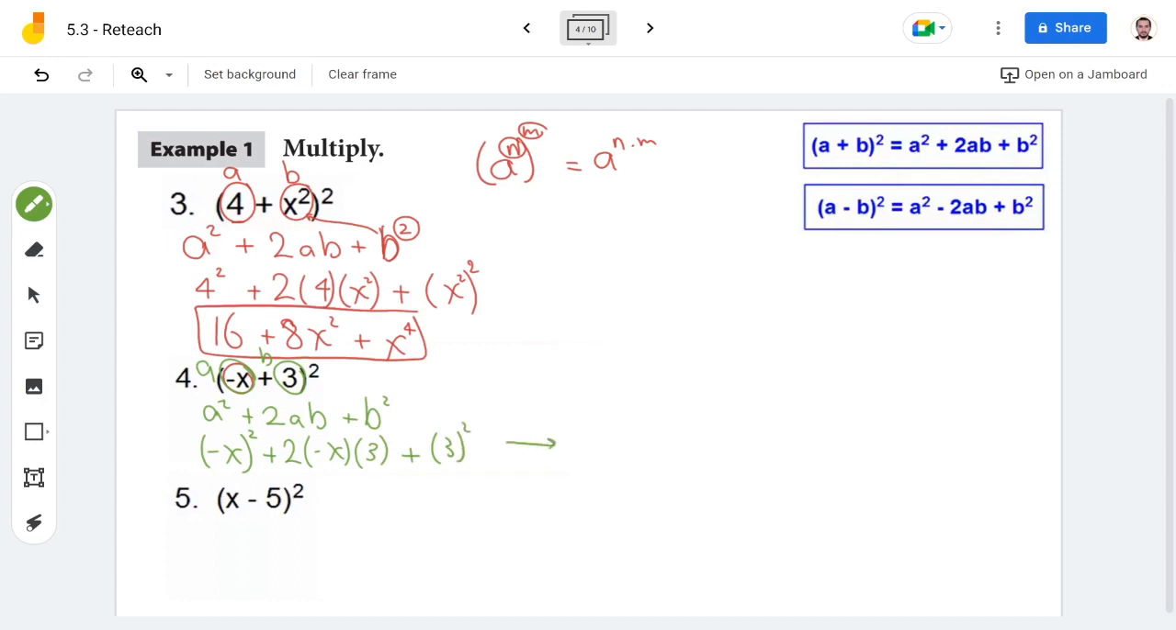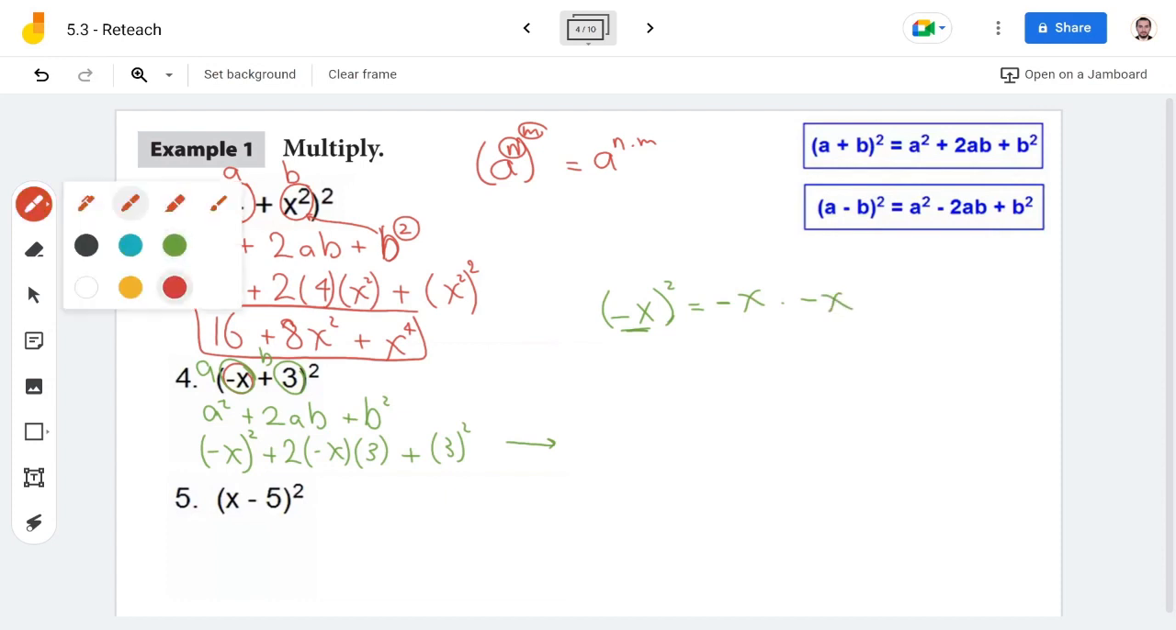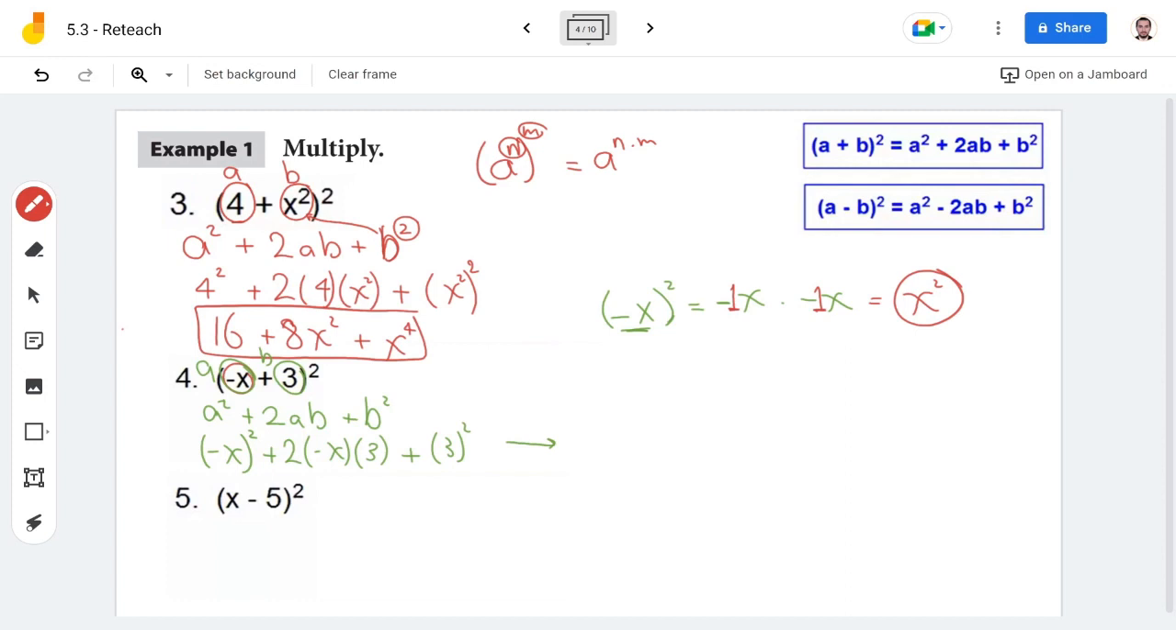Now let's simplify it here. So negative x squared like this. That means everything in the bracket happens twice. So that means negative x times negative x. We know that the coefficient of x is 1. So that means negative 1 times negative 1. Negative 1 times negative 1 equals what? Positive 1x squared, right? Is this the answer? Yes, this is the answer.